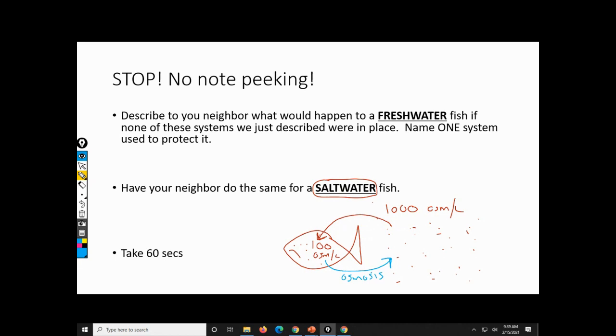If all the salt rushes into my fish and all the water rushes out of my fish, what's going to happen to my poor fish? What happens if all the water leaves your body? Guys sort of shrink and evaporate. I look like a little fishy mummy. Maybe it implodes, right? Maybe we'll just stick with very sad, very dead fish. Maybe we cured the fish. It's going to look like cured meats.